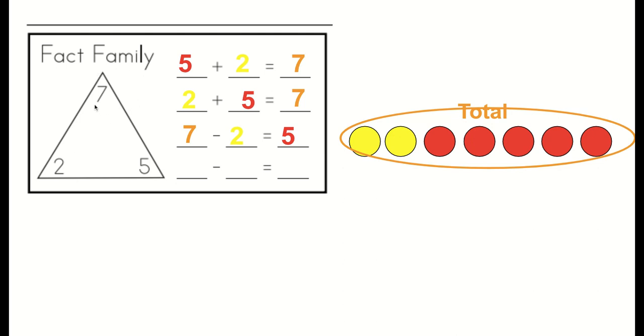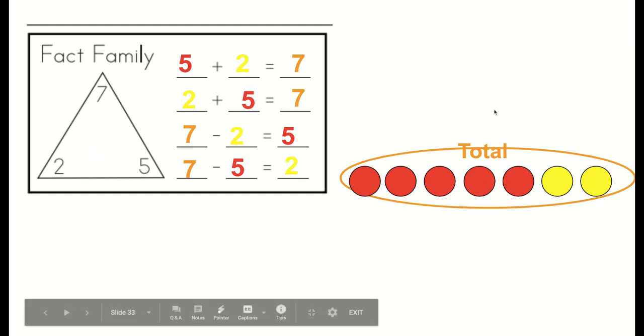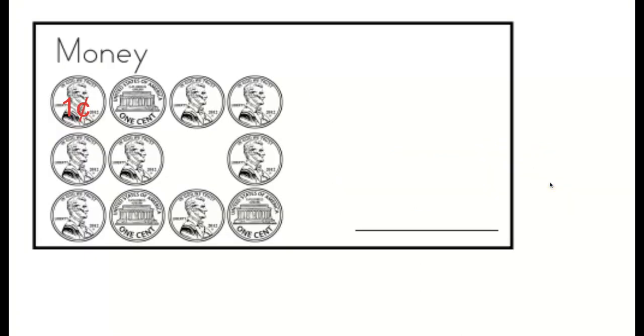The large number is always at the top, at the apex of the triangle. And you subtract 7 minus 2 equals 5. And then what you have left is 7 minus 5 equals 2.